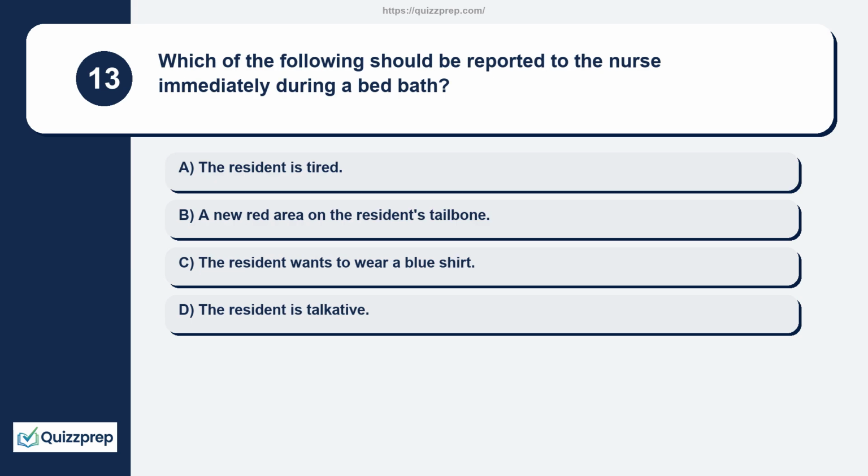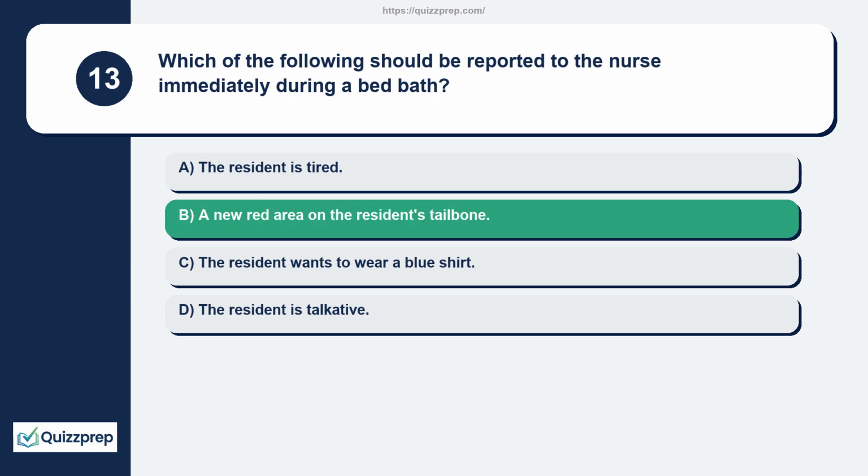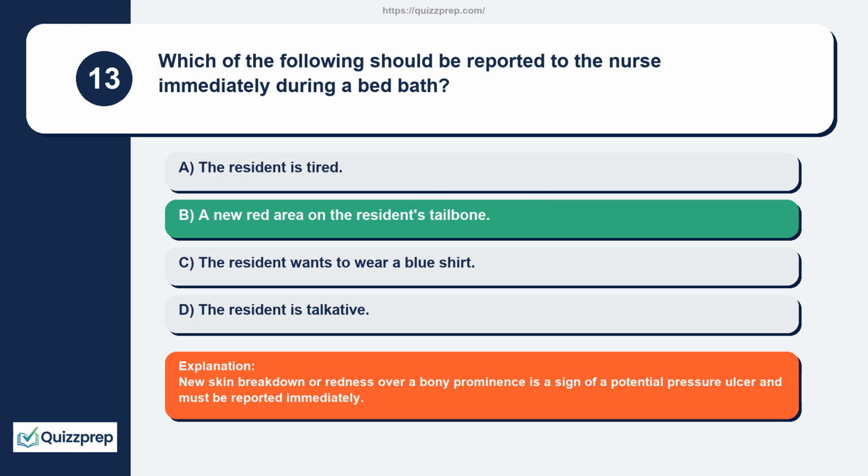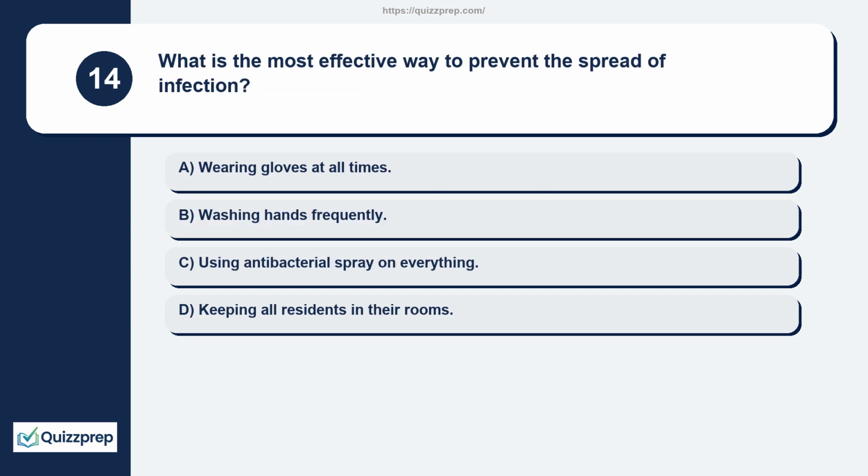Question 13. Which of the following should be reported to the nurse immediately during a bed bath? The resident is tired. A new red area on the resident's tailbone. The resident wants to wear a blue shirt. The resident is talkative. New skin breakdown or redness over a bony prominence is a sign of a potential pressure ulcer and must be reported immediately.